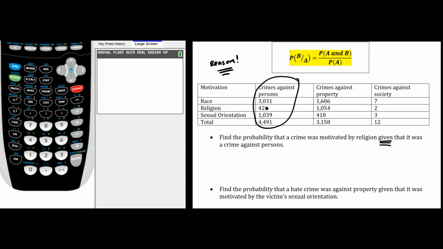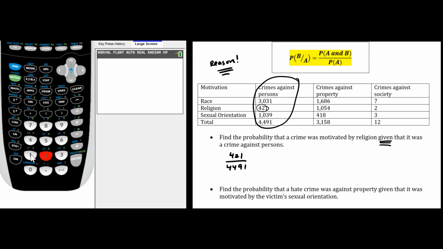Well, we can see that that would be 421 out of all of these crimes. And you can see that these are totaled here. And our answer would end up being 421 divided by the total of 4,491.